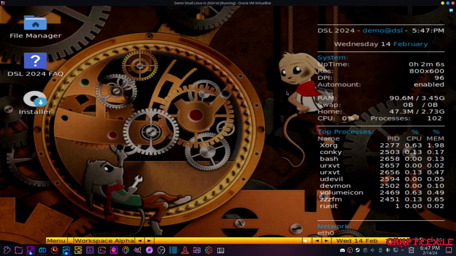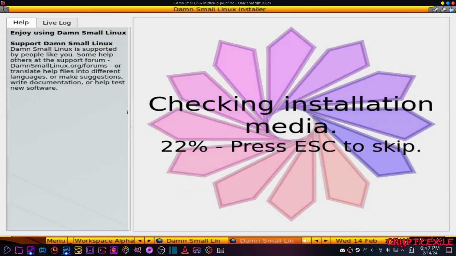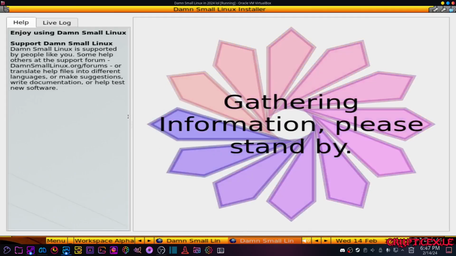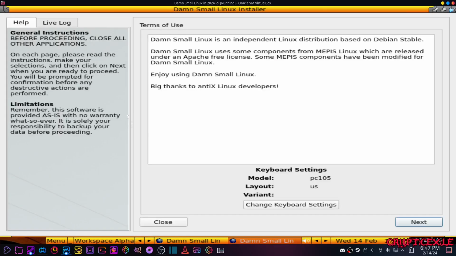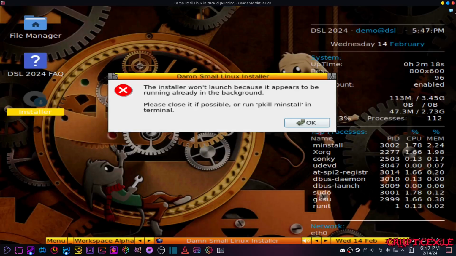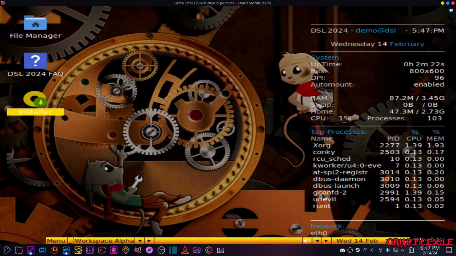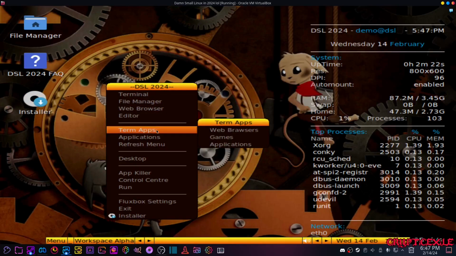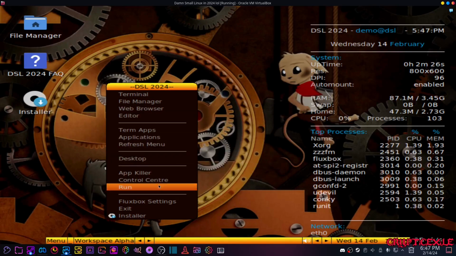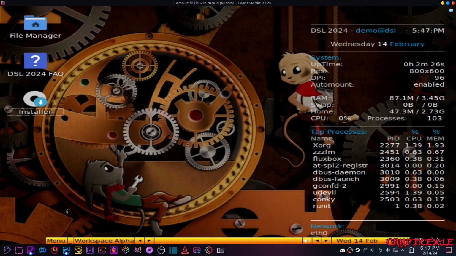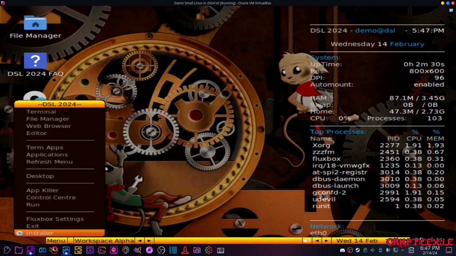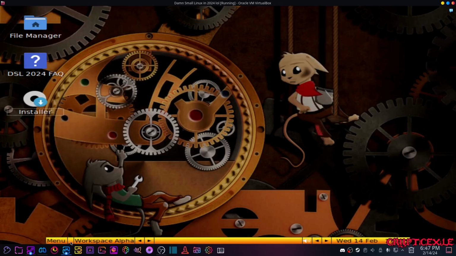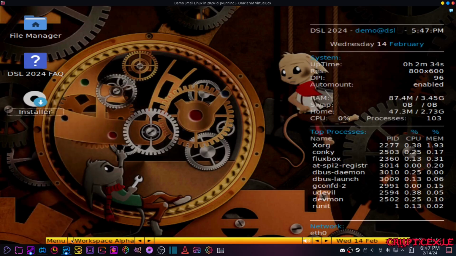So yeah, Damn Small Linux. Let's see how this install looks. Very much like MX Linux and Antix. It didn't look like this back in the day, though. It was very different. This is not the Damn Small Linux I remember, but it does have a menu for Fluxbox, which is pretty cool.